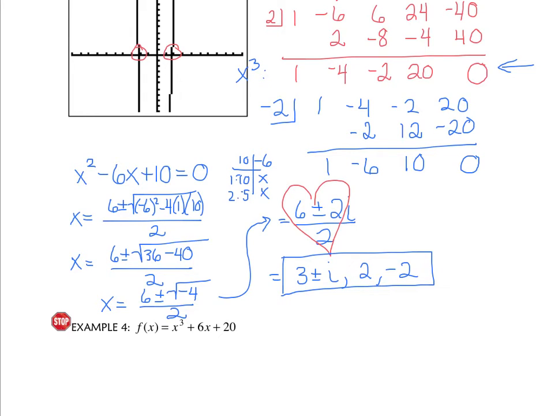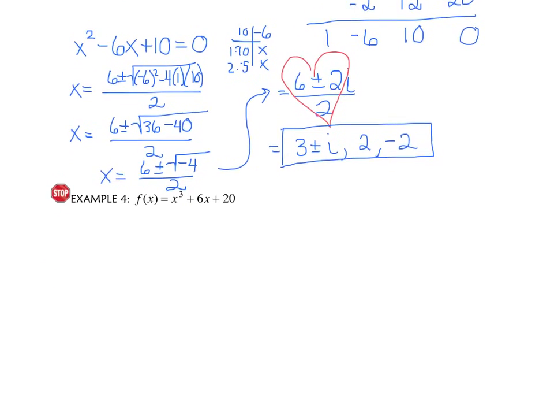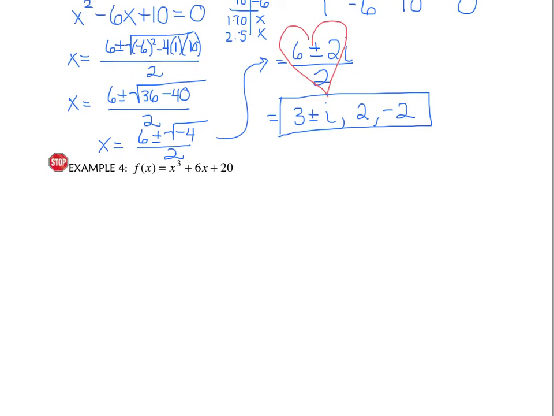Example 4 here is a stop problem that I want you to try on your own. So remember, here's what you're going to do. You're going to type this into y equals. So you're going to type in x to the third plus 6x plus 20. You're going to look at the graph and find the real zeros. And because it's an x cubed, you only have to find one real zero before you get it down to an x squared. Once it's an x squared, don't use your calculator anymore. Either factor it or do quadratic formula.